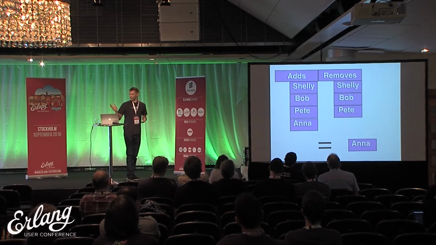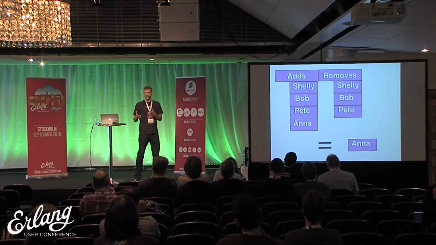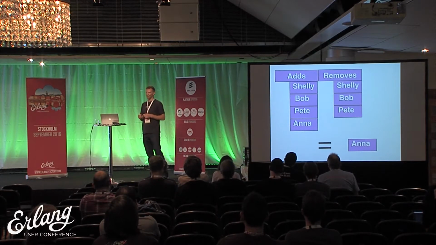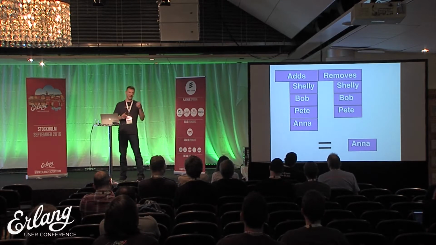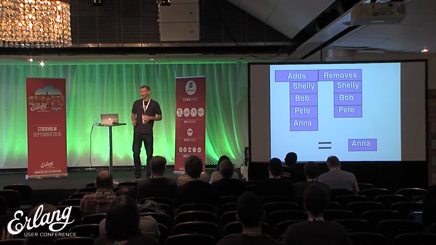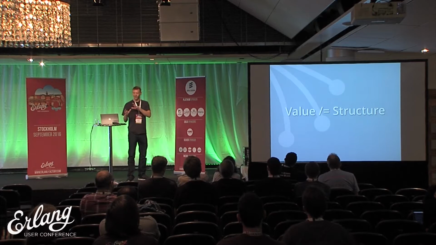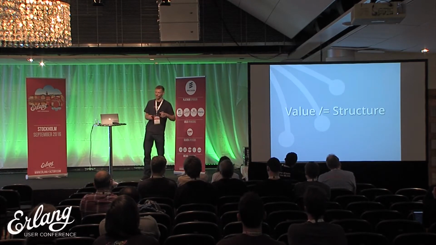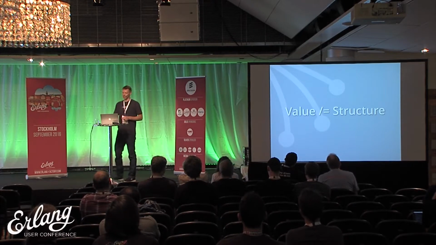So if we look at this structure, we see that the only friend I have, the logical friend in my set of friends, is the friend who hasn't been removed. So if you're in the add side but not the remove side, then you're in the set. And this is kind of cool because the value is different to the structure. So most CRDTs are like this. They have a different structure to the actual logical value.